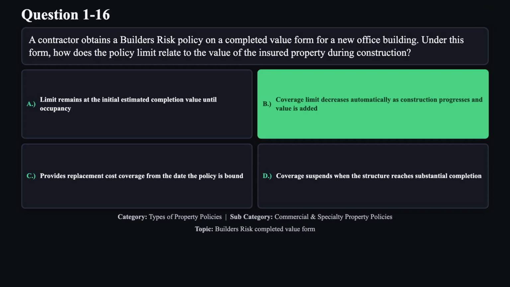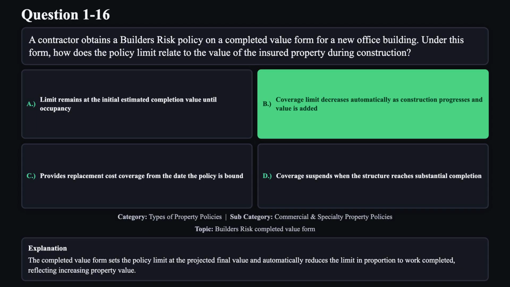The correct answer is B. The completed value form sets the policy limit at the projected final value and automatically reduces the limit in proportion to work completed, reflecting increasing property value.